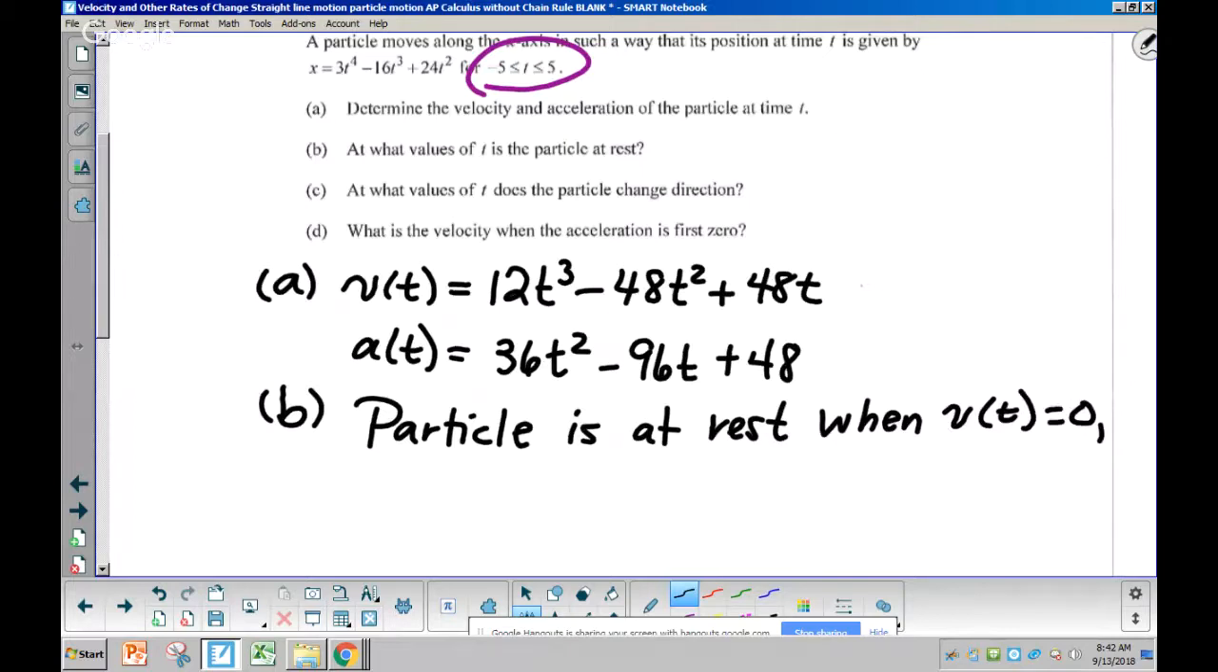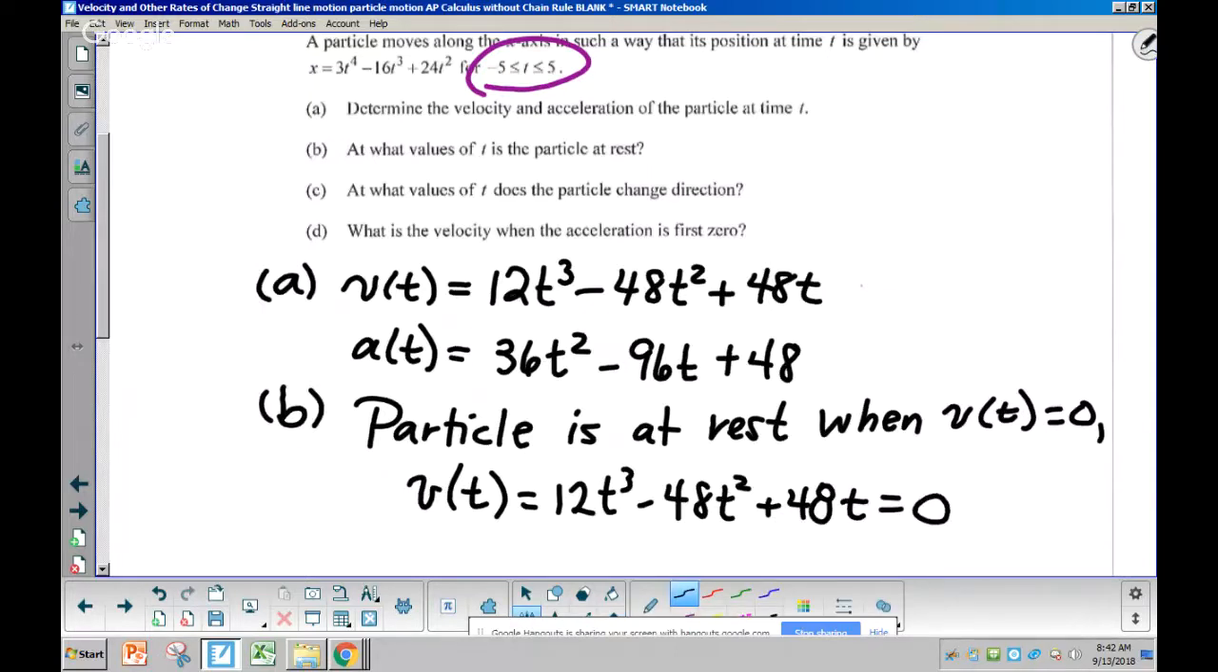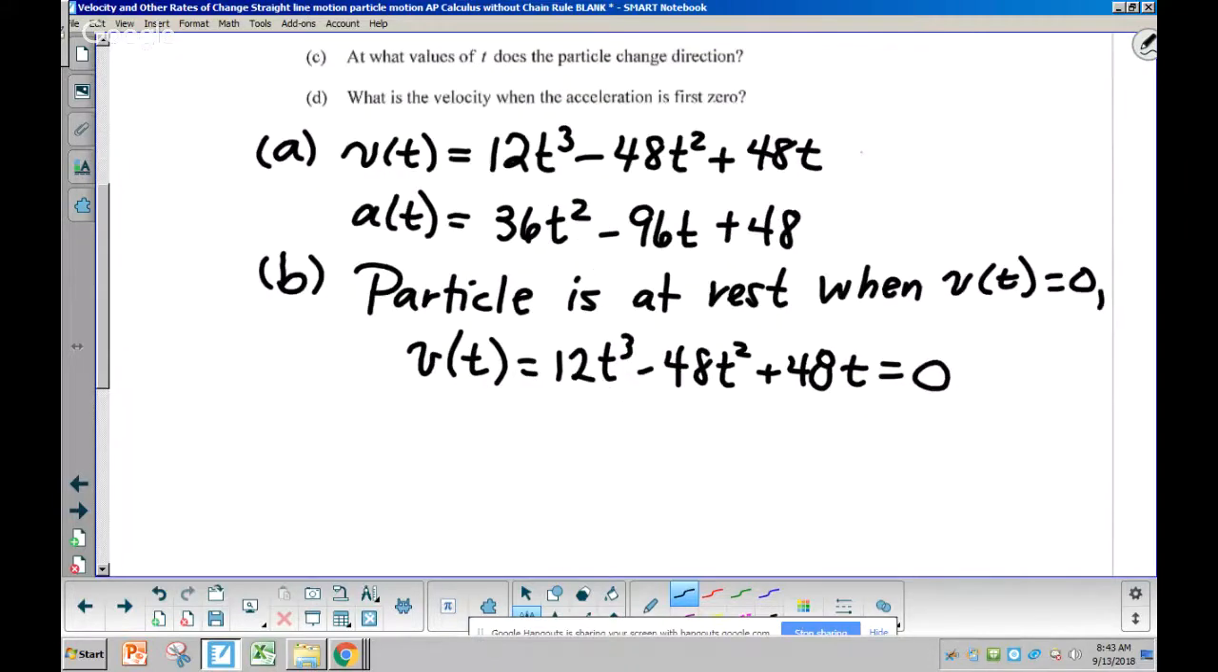In that statement, I'm going to take the velocity function, v of t, which is equal to 12t cubed minus 48t squared plus 48t, and I'm going to set it equal to 0. Setting that equal to 0 is worth 1 point. And now I'm going to factor out a 12t, and I'm left with t squared minus 4t plus 4, and that's equal to 0.